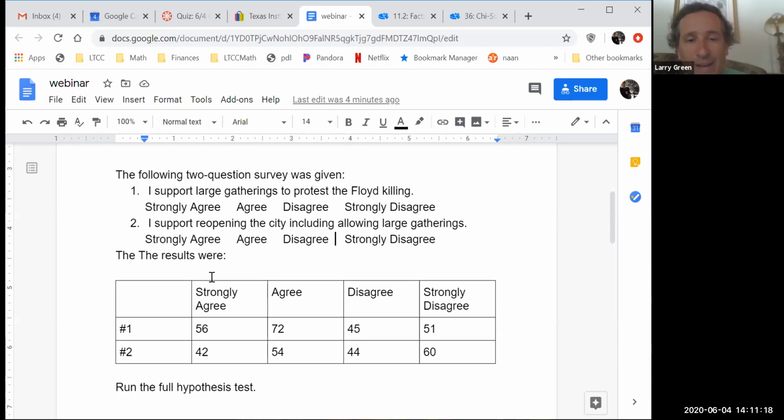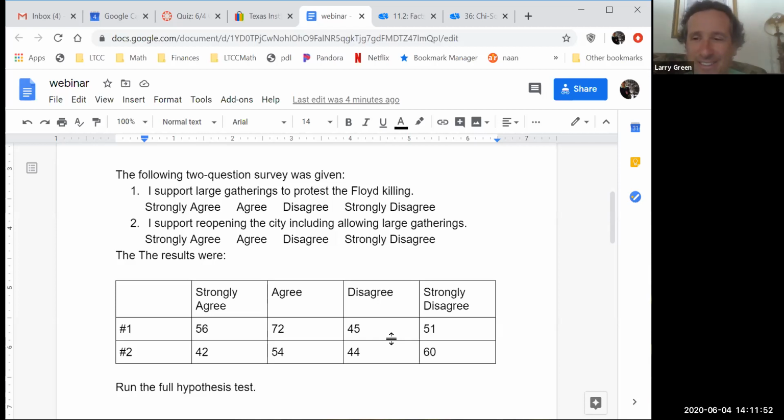Okay, so I want to let you know I made up these numbers. A survey wasn't really given, but I would not be surprised if they did a survey like this, because everyone's talking about this right now. The question is, I decided to abbreviate it so that I don't have to go back up and down. Just run the full hypothesis test, so all the typical questions you need to answer. So what's the first thing we have to do?